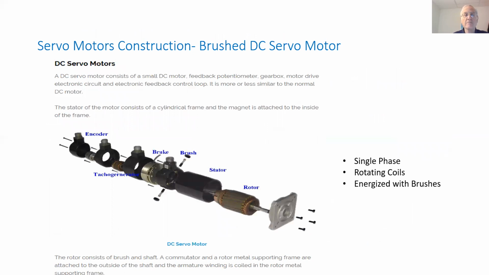The way motors are being constructed, as we see over here, this is a DC servo motor. We have the winding here on the rotor, and they're being charged with brushes. We have the stator over here with a magnet. We have also a brake, a tachometer that senses the velocity and feeds it back to the controller. And we have an encoder which senses position. And then we have the body of the motor with the mounting frame.